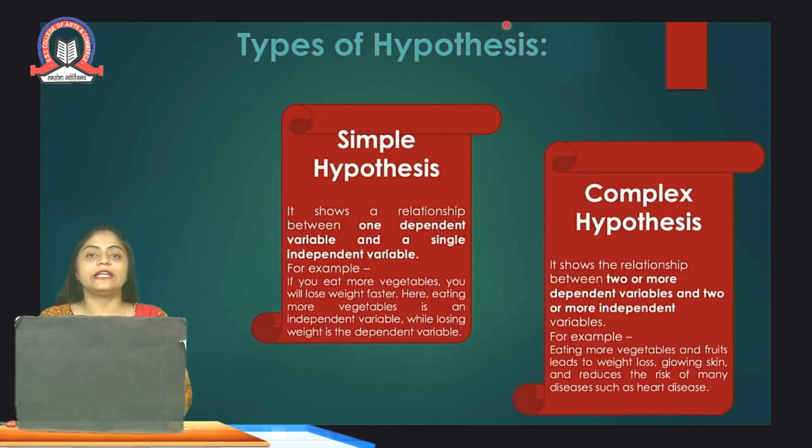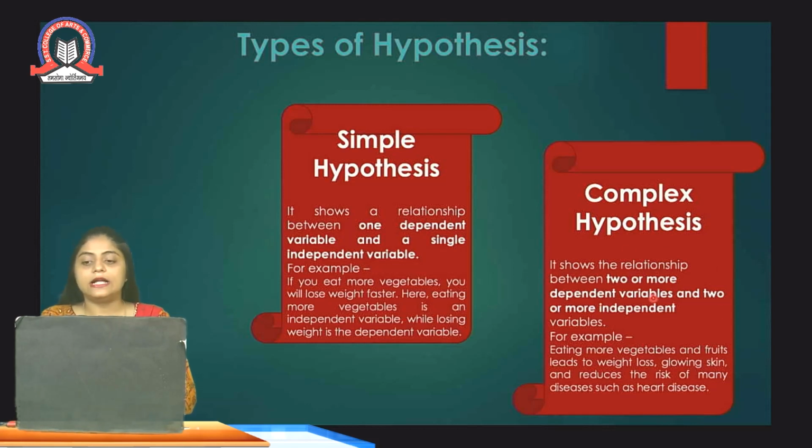Let's see in detail what a simple hypothesis is. In a simple hypothesis, there is one dependent variable and a single independent variable. For example, if you eat more vegetables, you will lose weight. Here, eating more vegetables is the independent variable, while losing weight is the dependent variable. So, both are single.